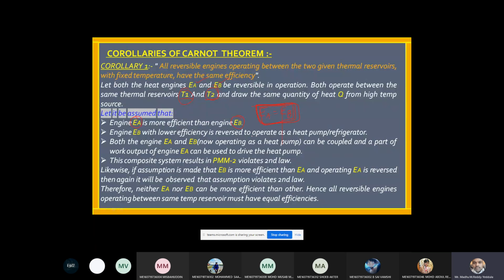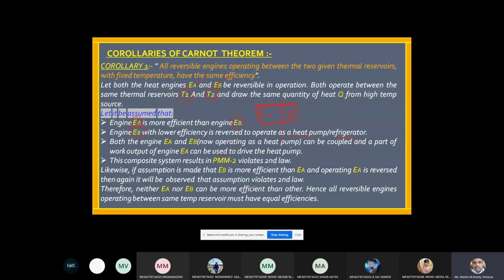So EB, with lower efficiency, is reversed, because both are reversible engines. That's EA and EB, right? So both are reversible engines. Therefore, I can reverse either engine. So here I am assuming that EB I am making reverse. When a heat engine is reversed, it will act as a heat pump or refrigerator. So EB I am reversing the direction so that it will operate as either heat pump or refrigerator. Both EA and EB can be coupled, and part of the work output of engine EA can be used to drive the heat pump, right?